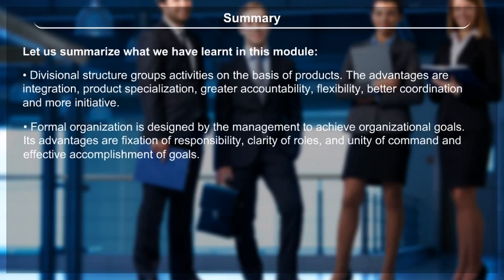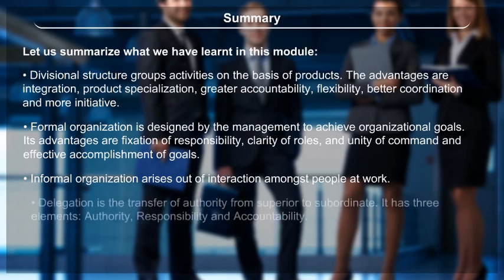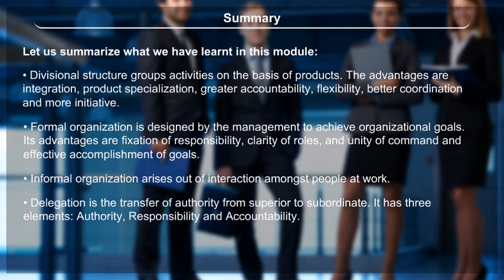Formal organization is designed by the management to achieve organizational goals. Its advantages are fixation of responsibility, clarity of roles, and unity of command and effective accomplishment of goals. Informal organization arises out of interaction amongst people at work. Delegation is the transfer of authority from superior to subordinate. It has three elements: authority, responsibility, and accountability. Decentralization is delegation of authority throughout the organization.